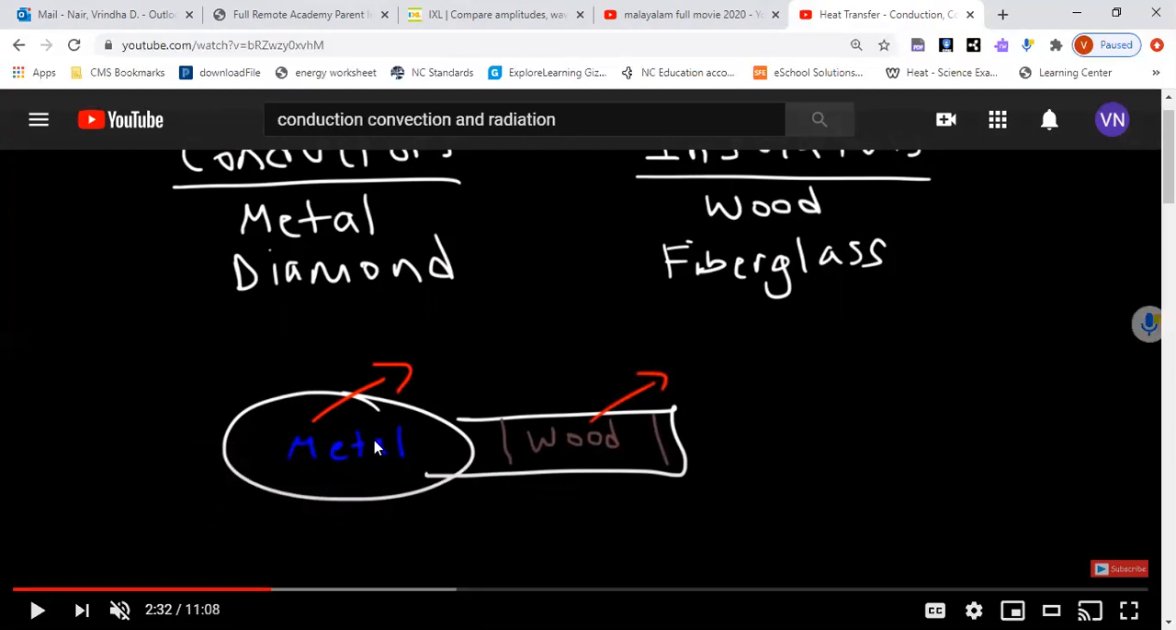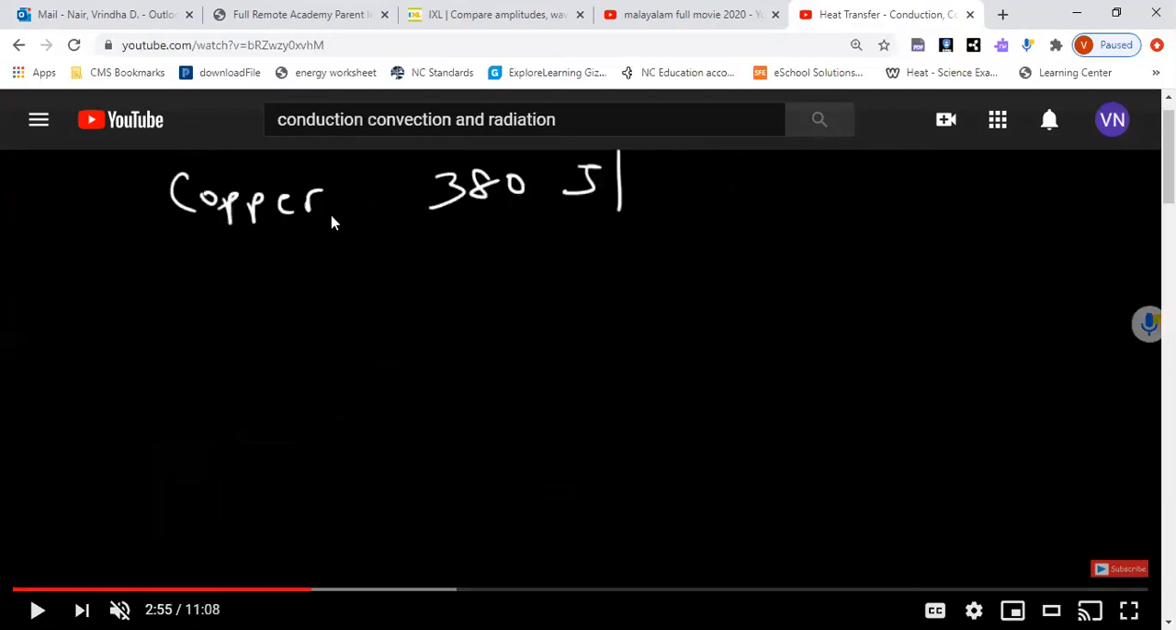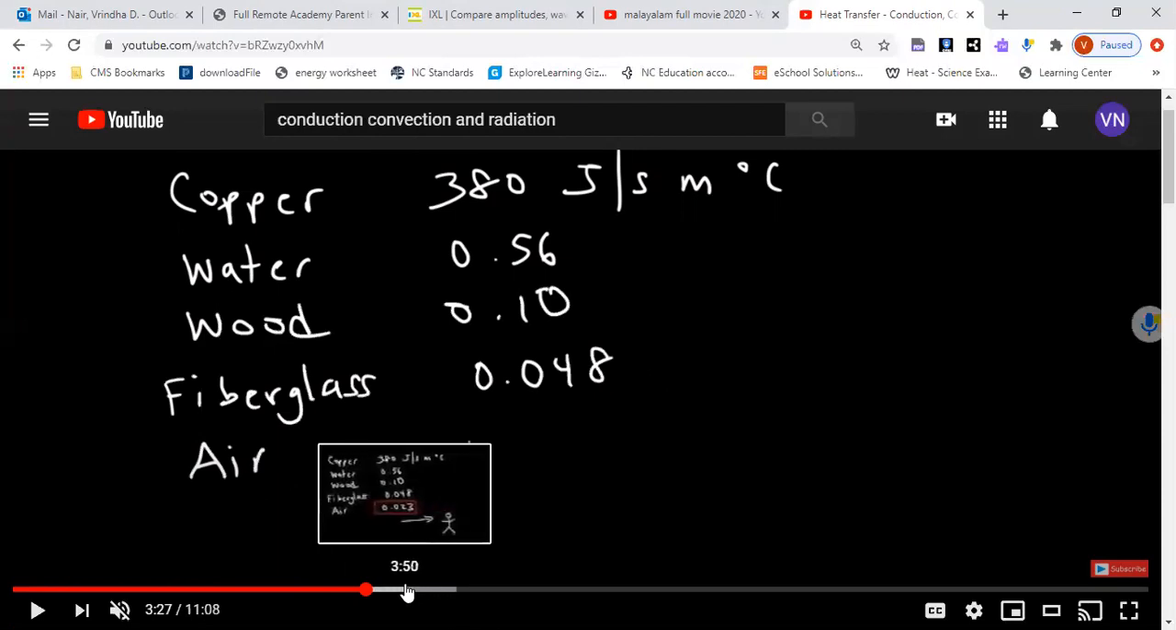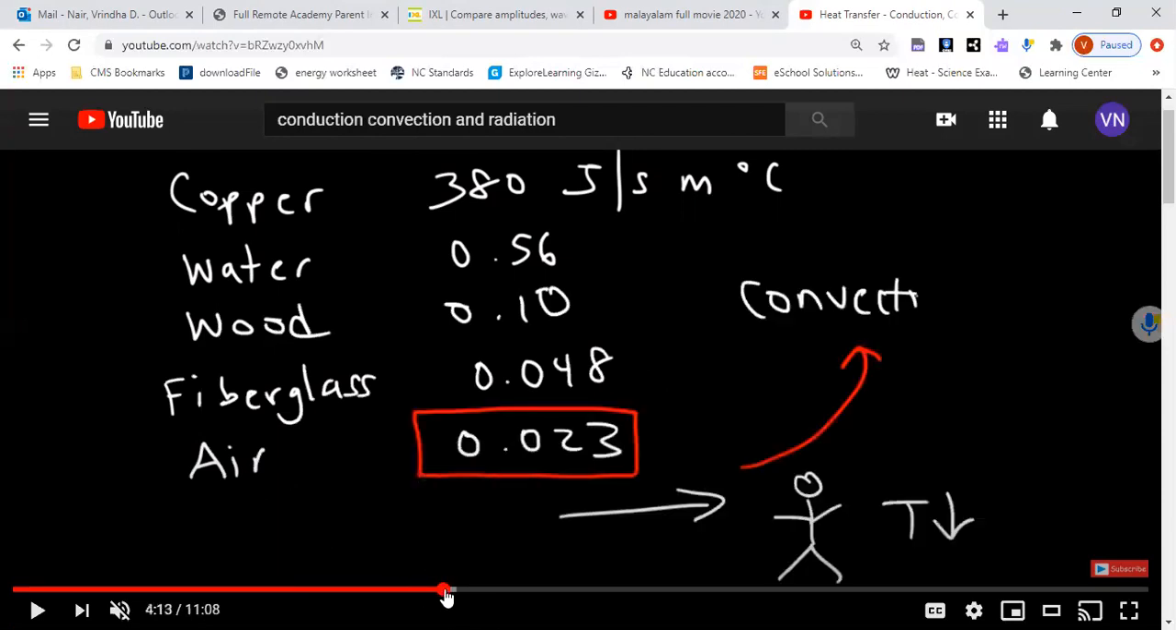So again, metal, and that's wood. Wood is an insulator, metal is a conductor. Copper is a metal. Iron is a metal. We should also remember they are all metals. Copper is a metal, and wood is an insulator, fiberglass is an insulator. So I hope you understood what it means, right?